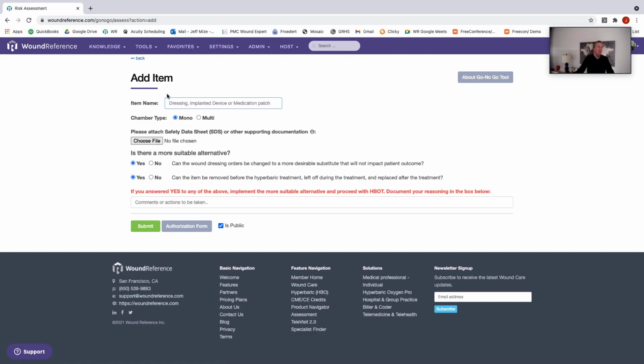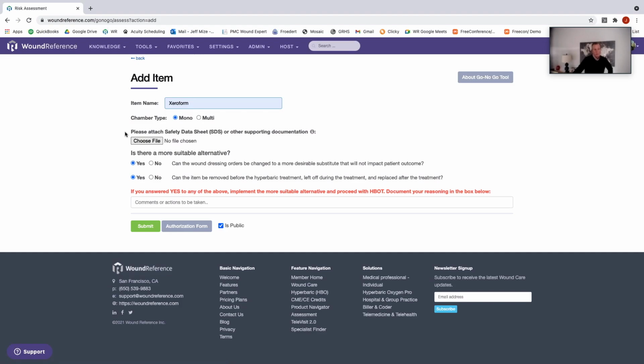Under add item, you'll find the text field and you'll put the item that you're looking for. For demonstration purposes, we're going to use Zeroform. The first question is, are you using it in a monoplace chamber or a multiplace chamber? Again, for demonstration, we're going to say monoplace. The next question is to attach and find the safety data sheet for the particular product we're looking at. Again, in this example, we're looking for Zeroform.